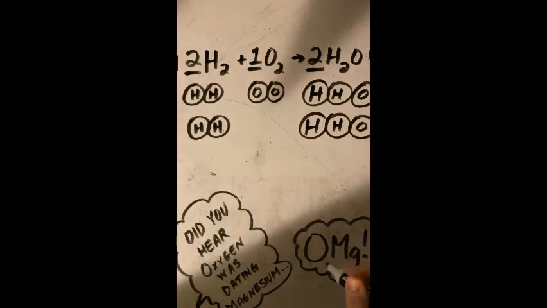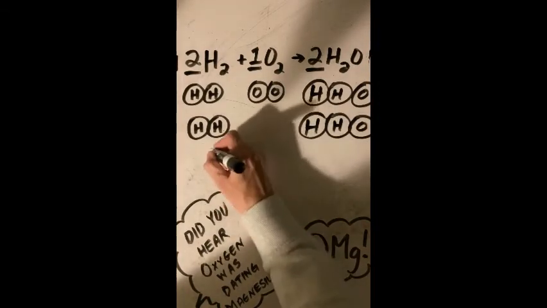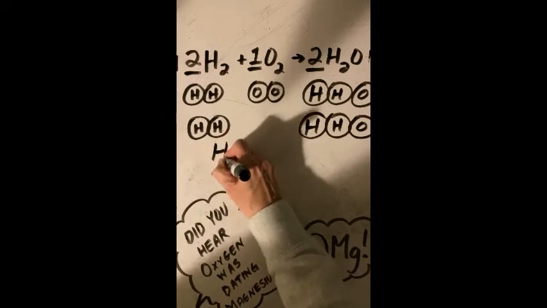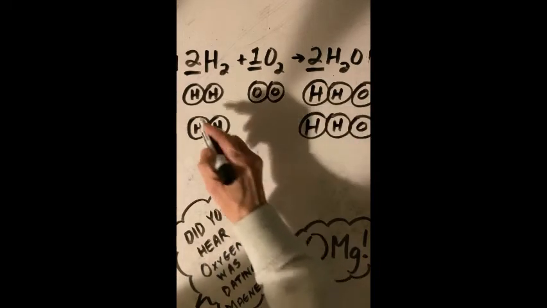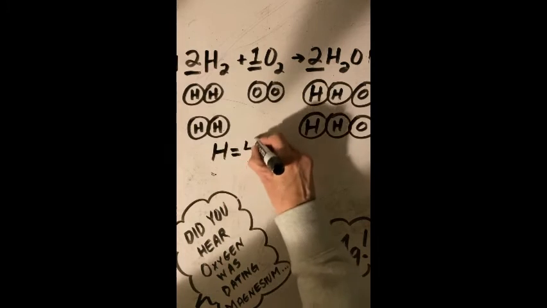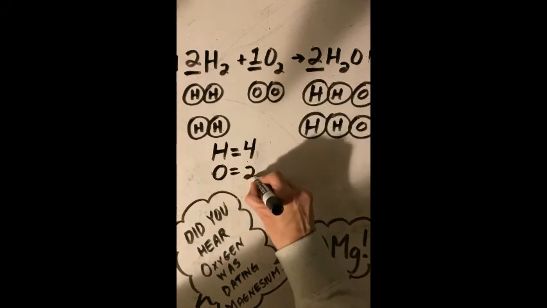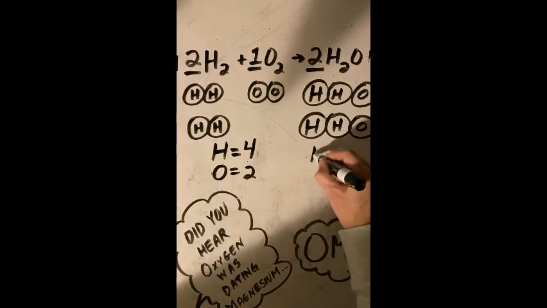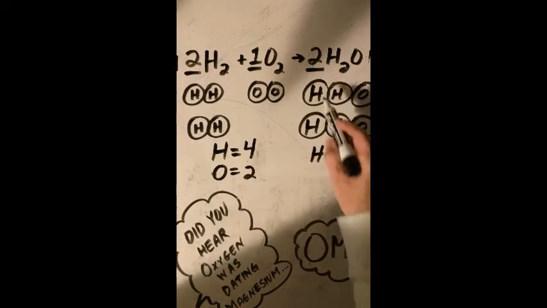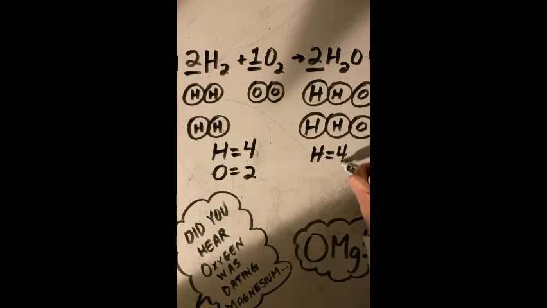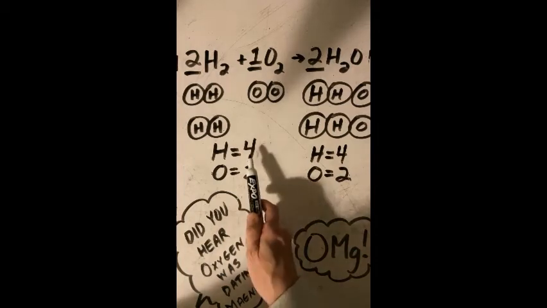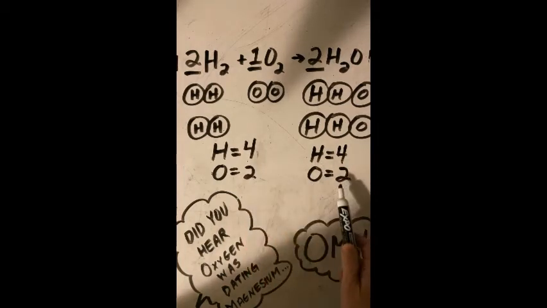And if you can't see it already, we're going to do an atom inventory. We're going to take a look at how much hydrogen is on the reactant side, 1, 2, 3, 4, and how many oxygen atoms there are. There's 2. And then on the product side, we're going to do the same thing. There's 1, 2, 3, 4 hydrogens and 2 oxygens.